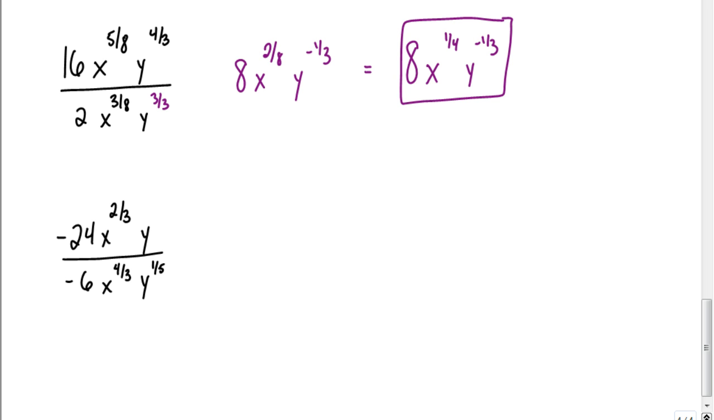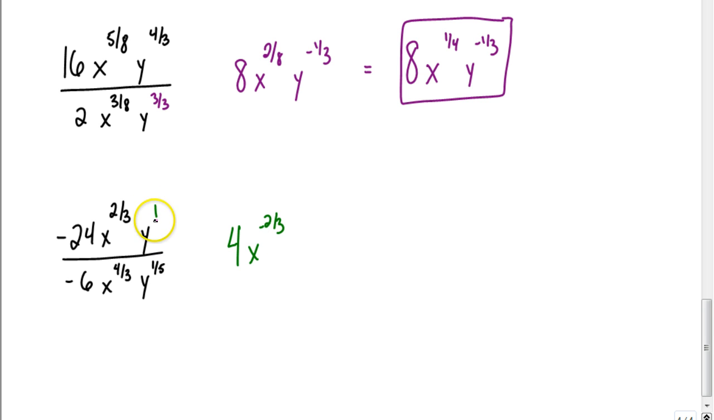Okay, let's look at how you did on this next one. Negative 24 divided by a negative 6 would be a positive 4. And looking at the x's, they have the common denominator there of 3. So 2/3 minus 4/3 would be negative 2/3.